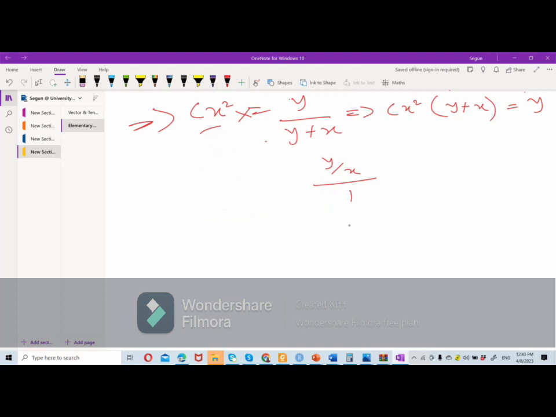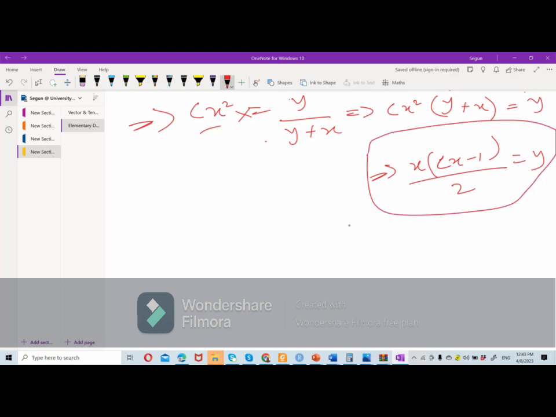So I believe it's simple arithmetic. If you do it very well, you should have x into cx minus 1 over 2 equals y. So if you calculate it very well, I think you're going to have this. So just take note of that.